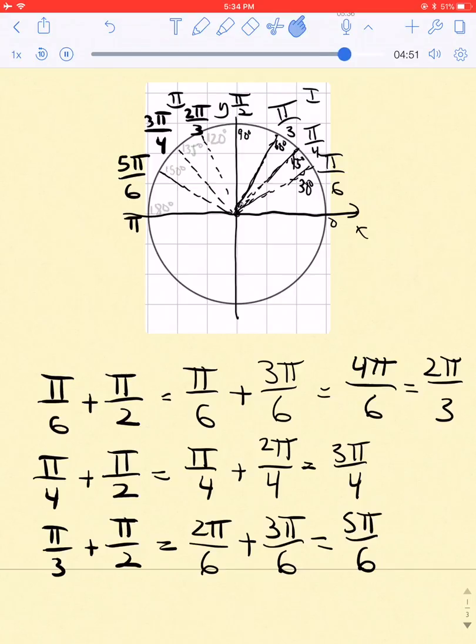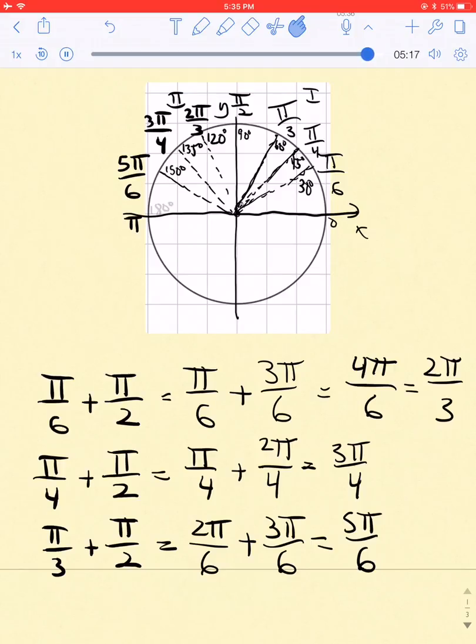Likewise, you can add 90 degrees to 30 degrees to come up with 120 degrees. You can add 90 degrees to 45 degrees, and you can end up with 135 degrees. And you can add 90 degrees to 60 degrees to come up with 150 degrees. So those are equivalent.